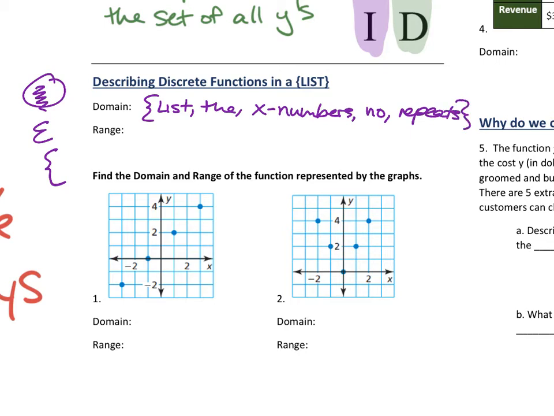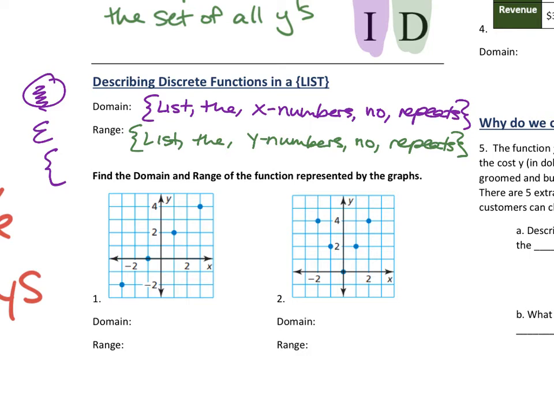List the x numbers with no repeats. For the range, I'm also going to use the squiggly bracket to the best of my abilities, and I'm going to list the y numbers. Remember, no repeats. It's a list, so we don't have to repeat anything on a list.